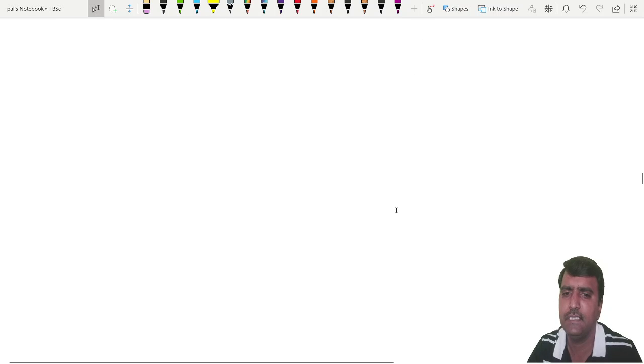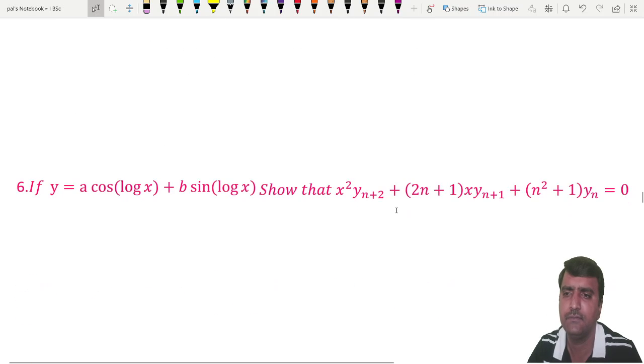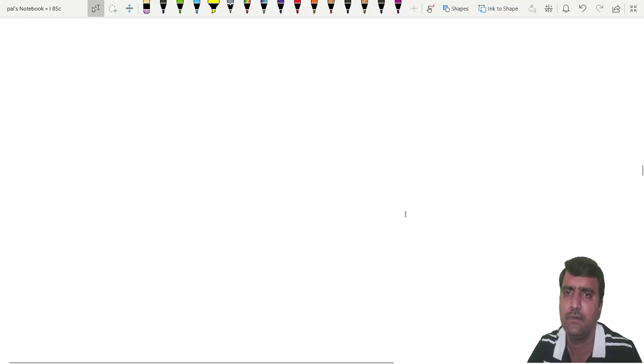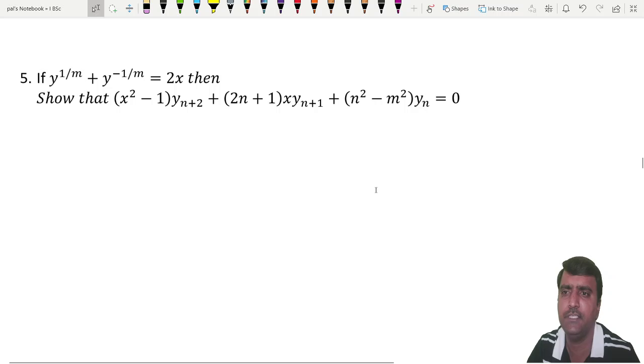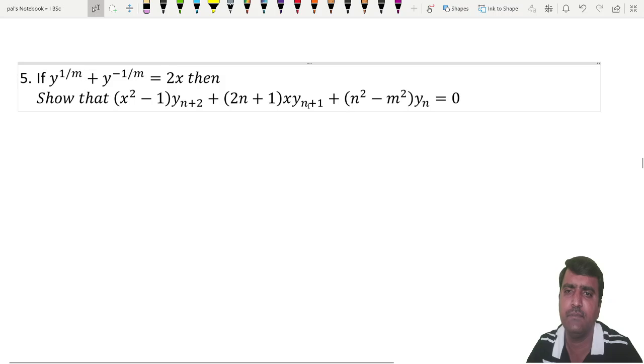As you see, you take this one. So y to the 1 by m plus y to the minus 1 by m plus 2x is equal to, so plus 2x is given. So then we have to show this result is x square minus 1 into n plus 2 plus 2n plus 1 x into n plus 1 plus n square minus m square into yn is equal to 0.